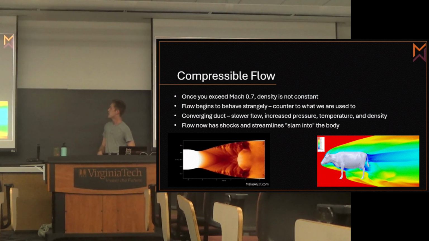Also love the cow image. But now the big difference that you have to think about is the converging duct. When it gets smaller, your flow slows down and your pressure increases, and so does temperature and density.